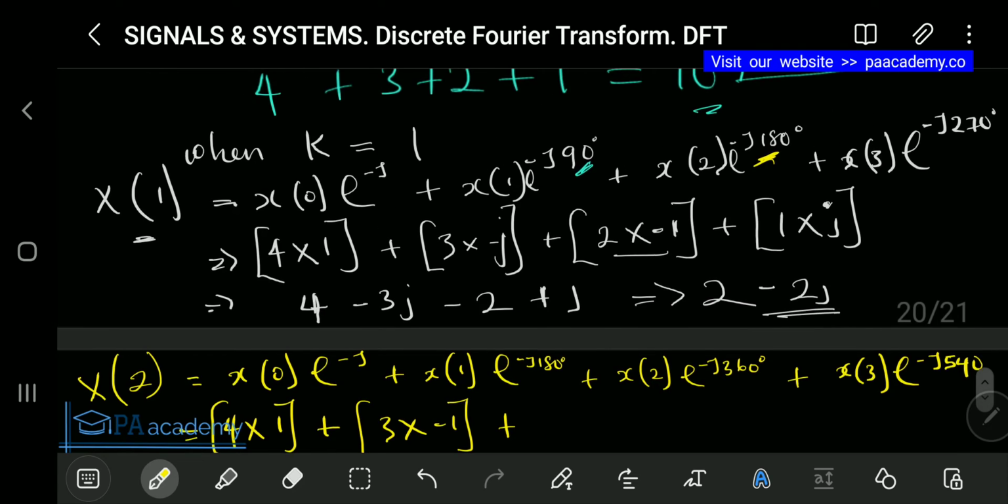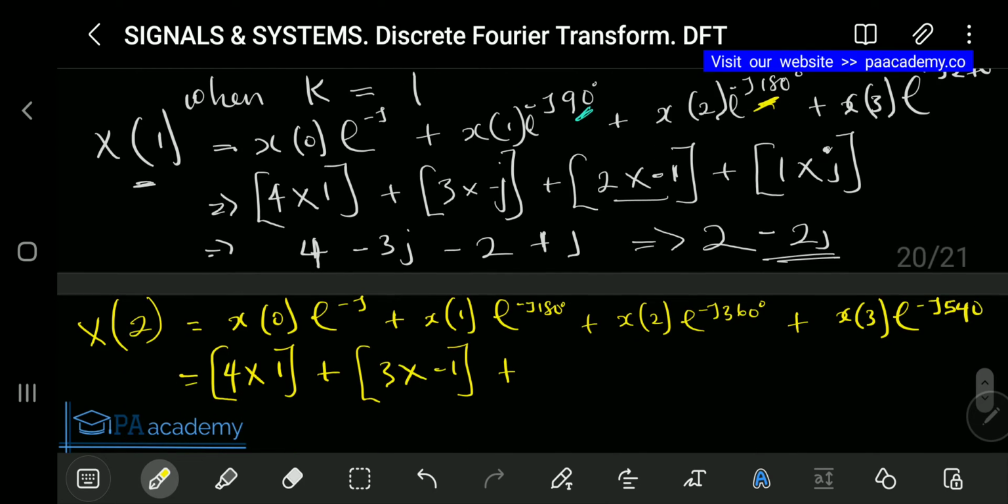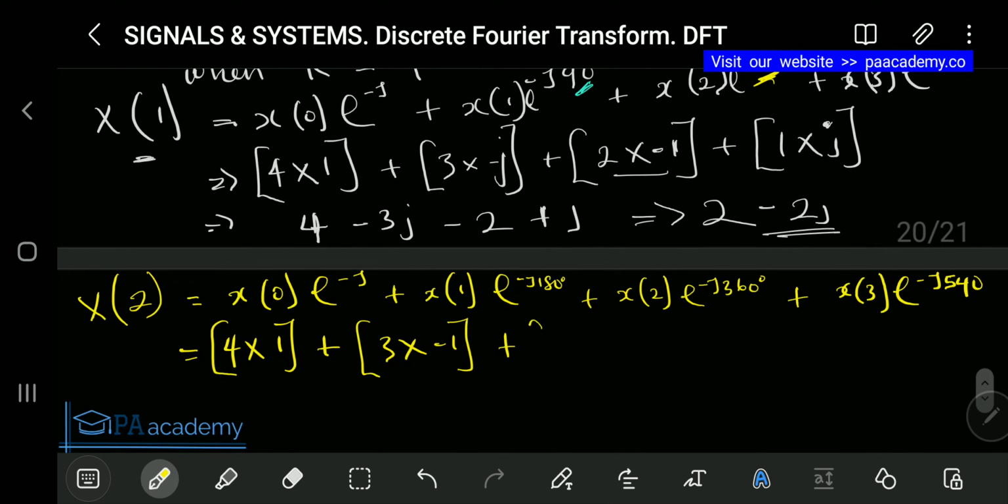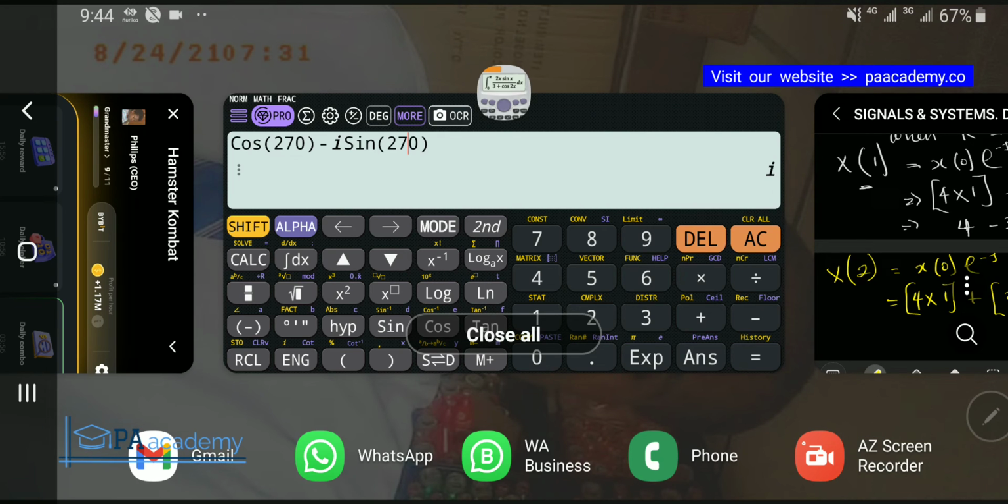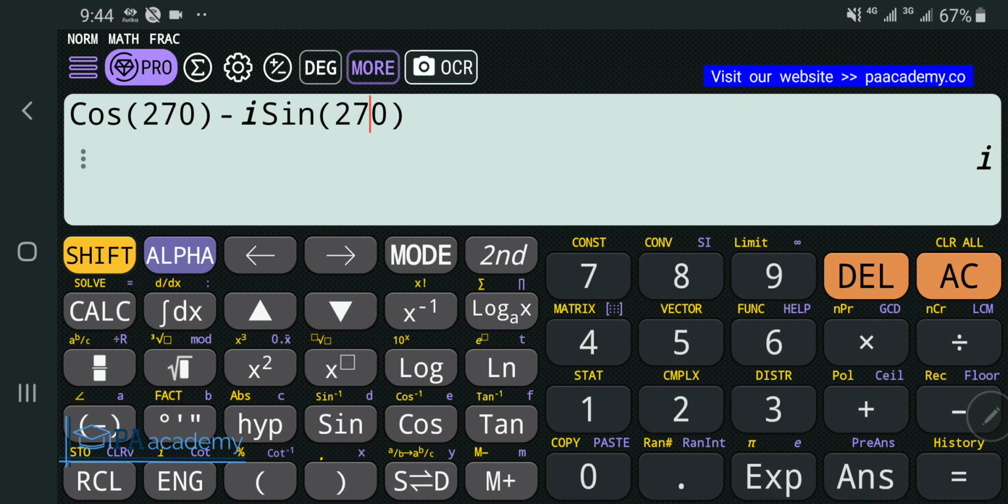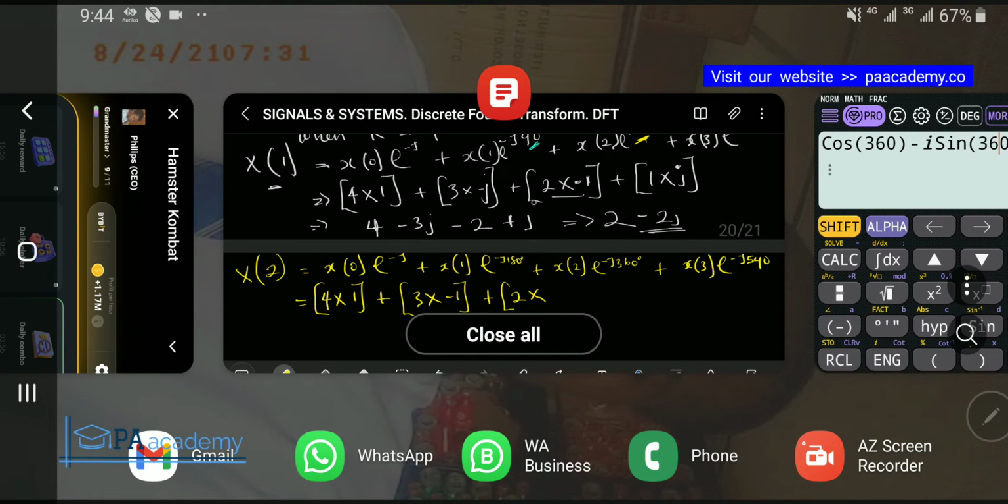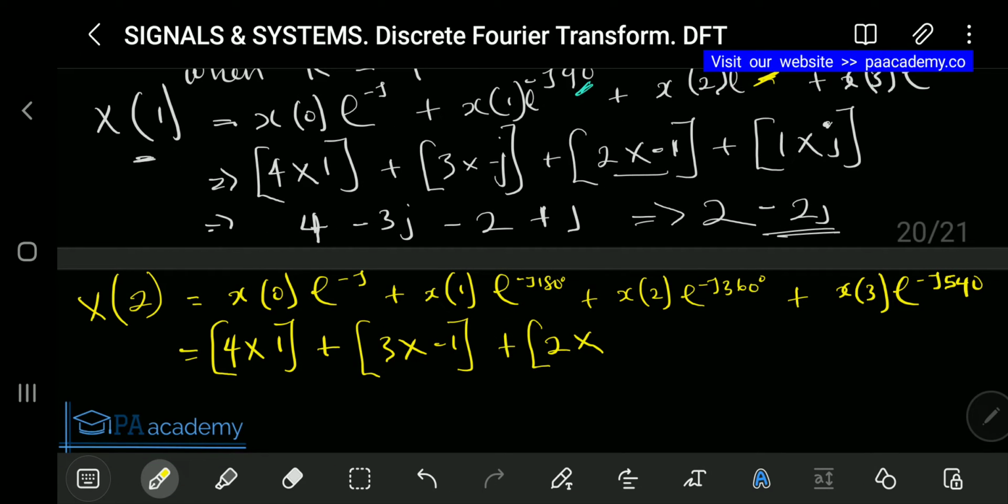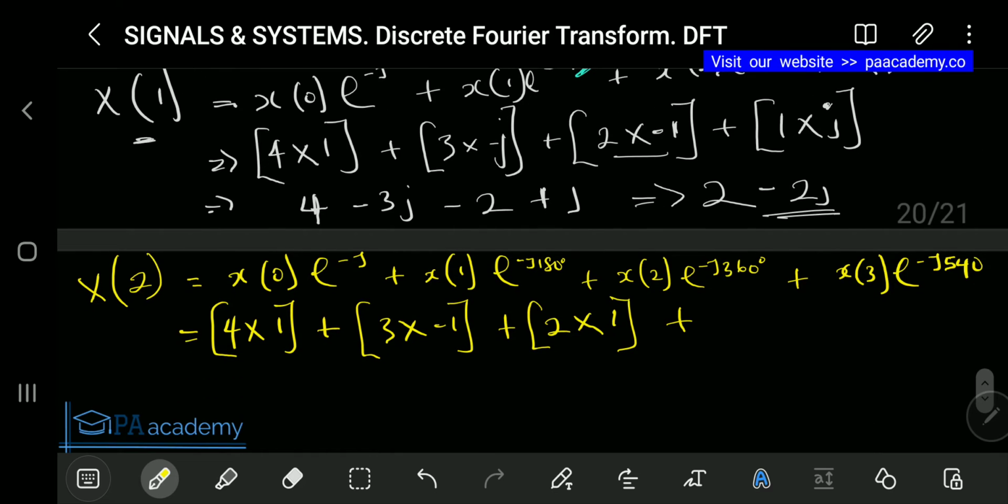But our x of 2 is 2. So that will be 2 times, so let's go and check what's the value of exponential minus j 360. So we'll replace 270 we are having on the calculator with 360. So that's giving us 1. So let's put in the value, multiply by 1. Then plus x of 3. X of 3 is 1.